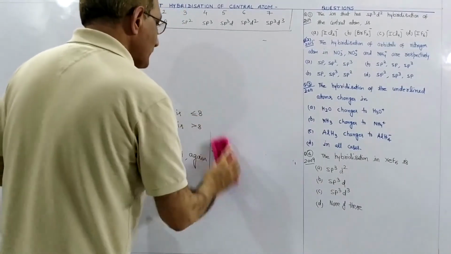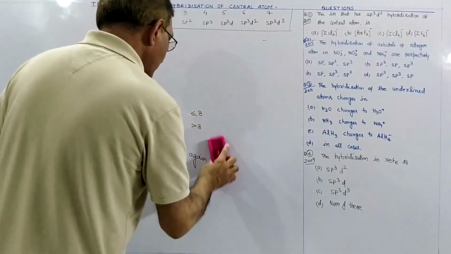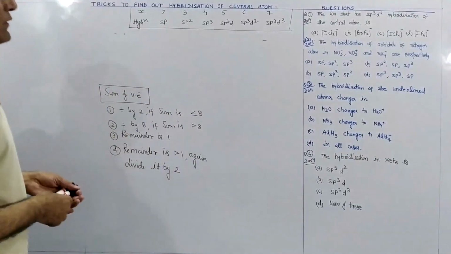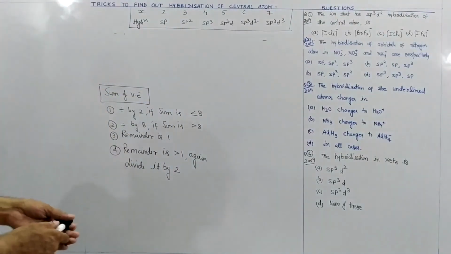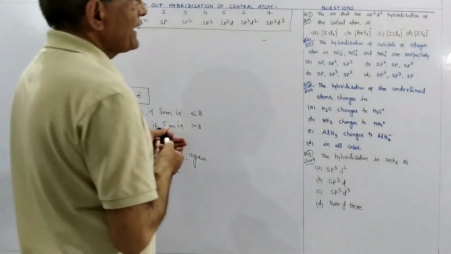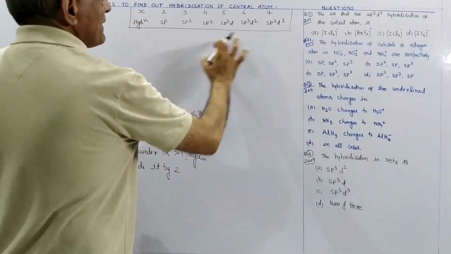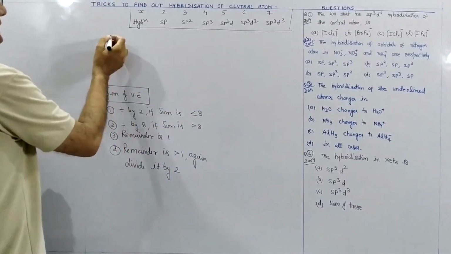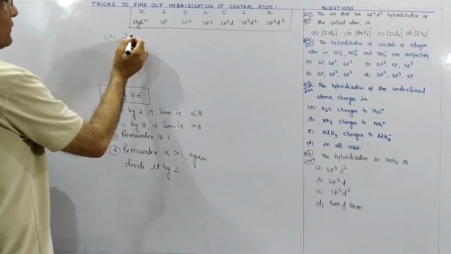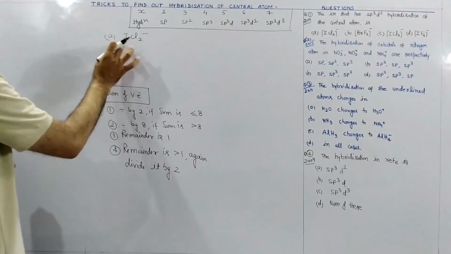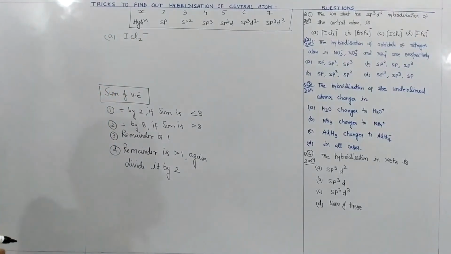These 4 points you have to remember. You can memorize these points. Now we will do this question which they asked last year. The ion that has sp3d2 hybridization, we have to find out. We'll use this method. First option is ICl2 minus, iodine and Cl, they are halogens.